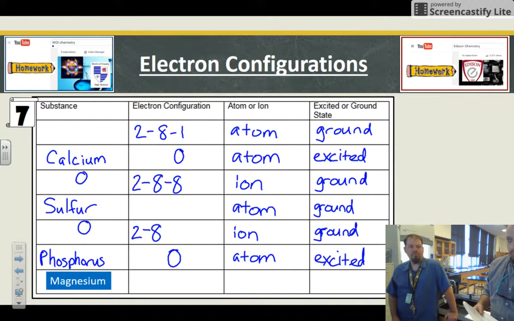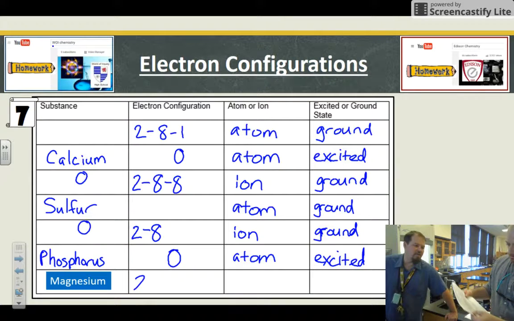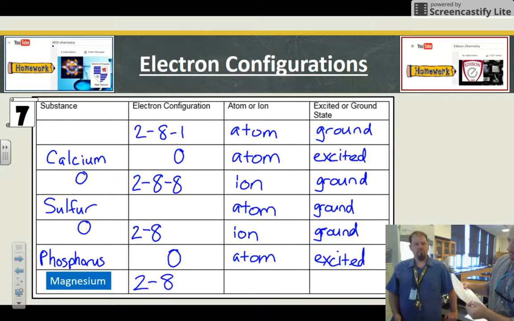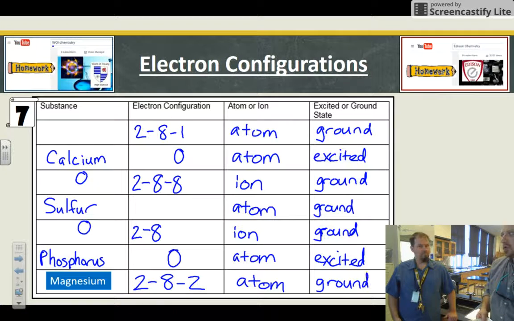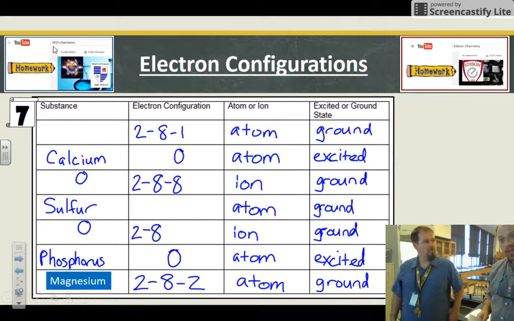Magnesium. Yep. Mg, magnesium. What is my electron configuration? 2-8-2. And I have no charges, so I'm not going to add or take anything away. So it's an atom. And the filling order is normal, so it is the ground state electron configuration. Beautiful. And did we just fill out this whole chart? I think we did.